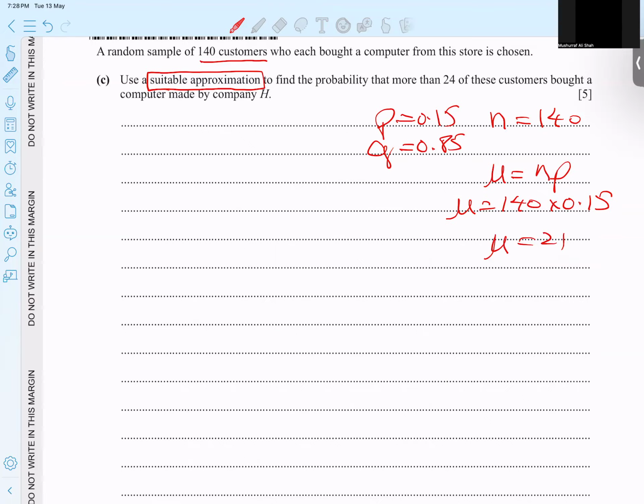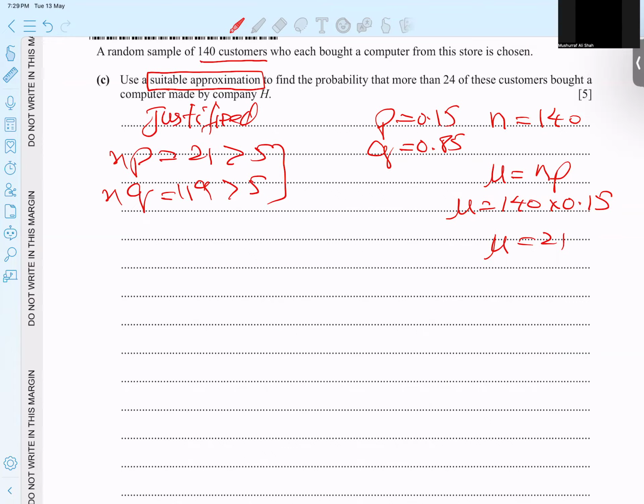Sometimes he asks you to justify. How can we justify it? If the NP value, which is coming 21, is more than 5. In the same way, what is the NQ value? I'm finding NQ: 140 times 0.85 is 119, also more than 5. This is the justification for why we are going for a normal distribution.